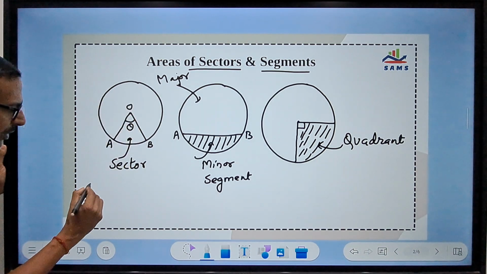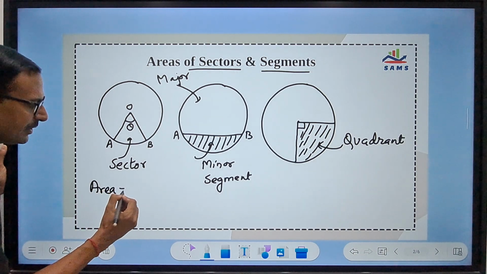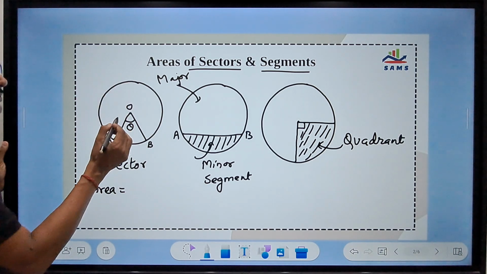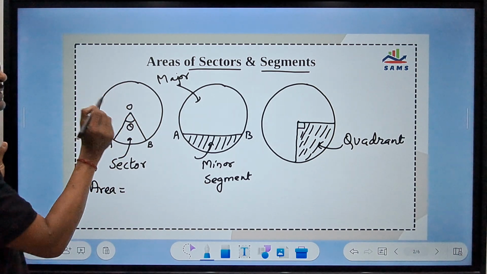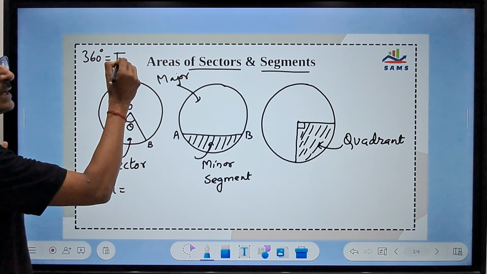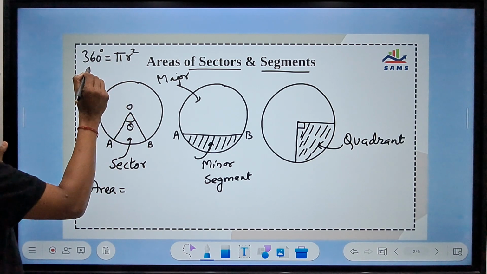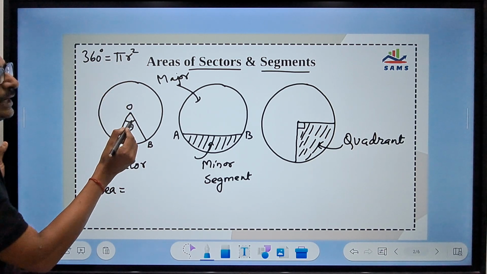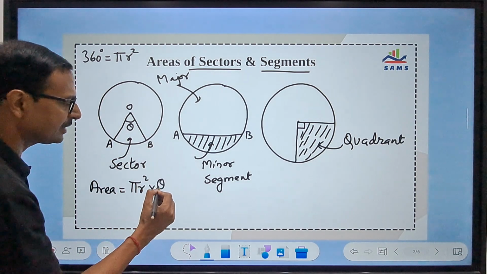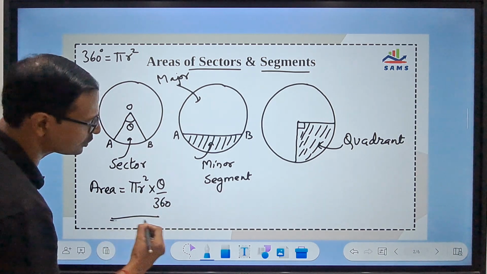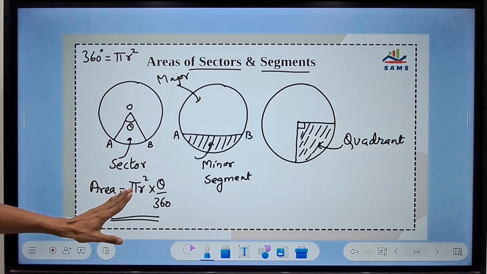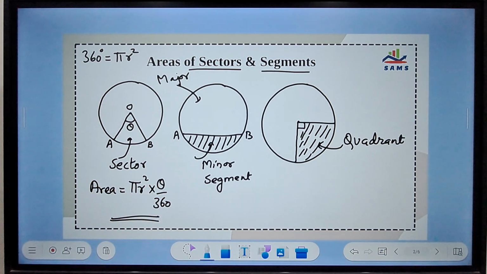To find the area of this sector, we need to use the unitary method. If this angle is 360 degrees, then 360 degrees corresponds to the area of the entire circle, that is pi r square. From here you can derive the area corresponding to the angle theta. That will be pi r square times theta upon 360. This is derived using the unitary method, and it is one of the very important formulas for the chapter: area of a sector equals pi r square times theta upon 360.